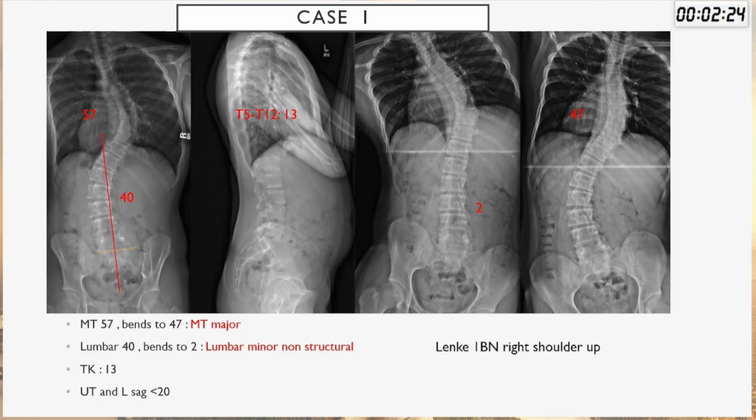I don't like to stop at T12, because it's between the thoracic and the lumbar. So that's another discussion: can we stop at T12? Because it's in the junctional area, where you switch from the kyphotic to the lumbar lordotic.